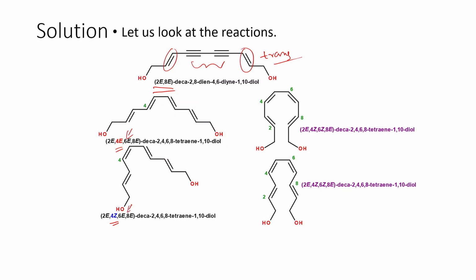So when we have the two double bonds, if one is reduced as a cis isomer and another one is reduced as the trans isomer, that cannot happen in the Lindlar case. So these two possibilities are completely ruled out.